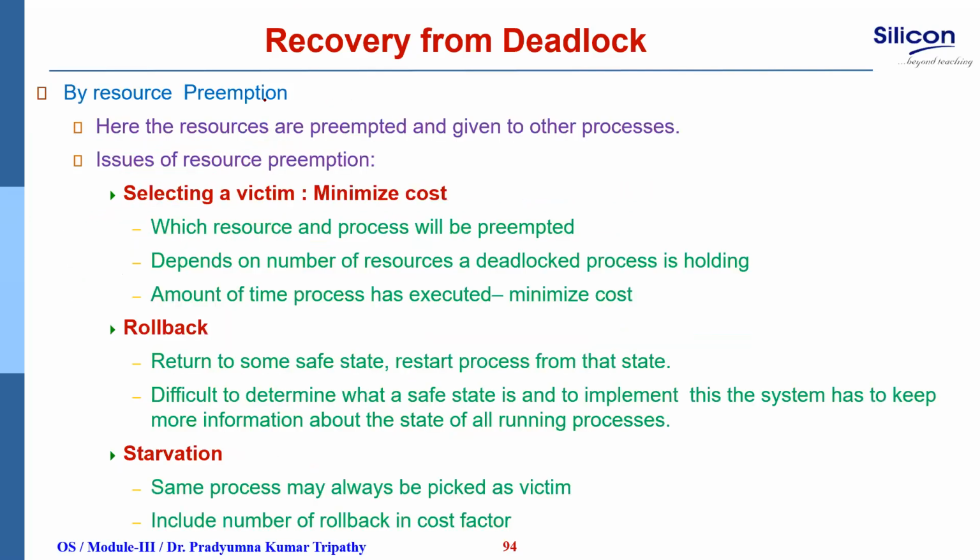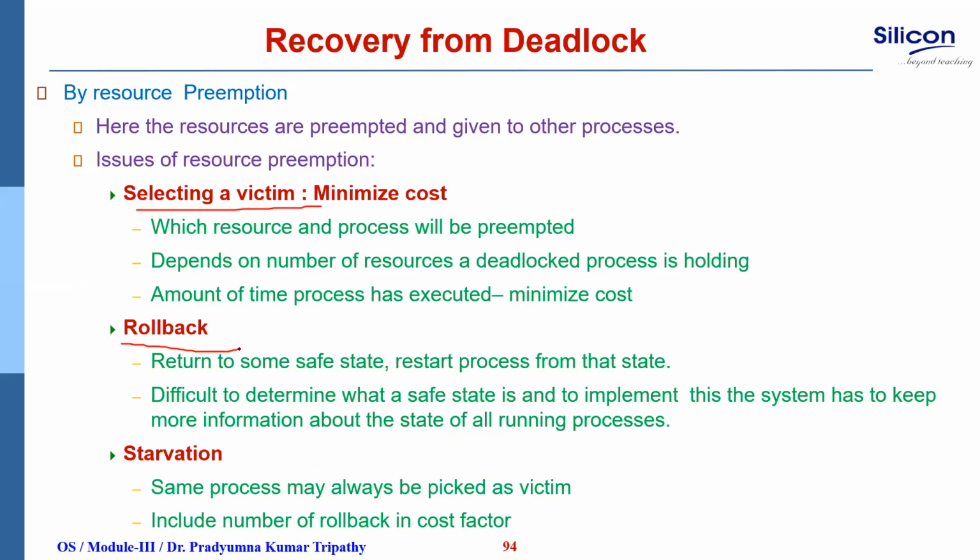The second one is by resource preemption. We can terminate the process, or we can also preempt the process. In resource preemption, we will select a victim with the minimum cost and preempt it, the one holding the minimum resources, which will cost us very little. Or we'll roll back one by one. We'll roll back whatever resources we have allocated, in reverse order, one by one, till the deadlock is broken, till it has reached a safe state.